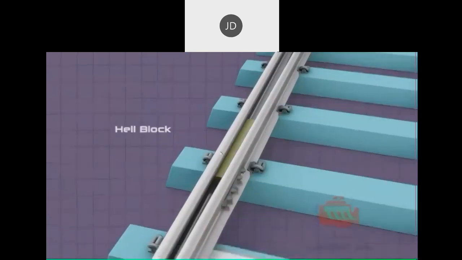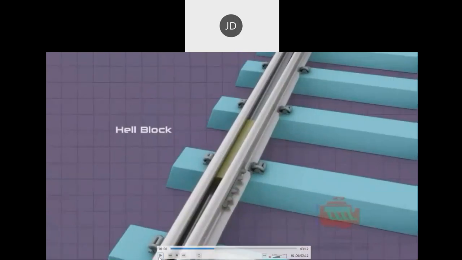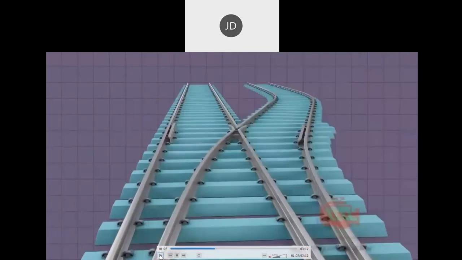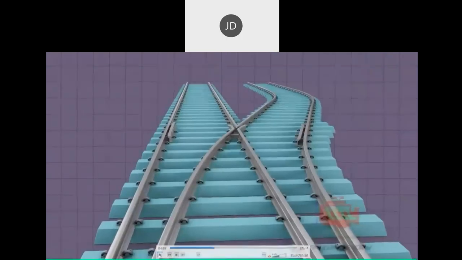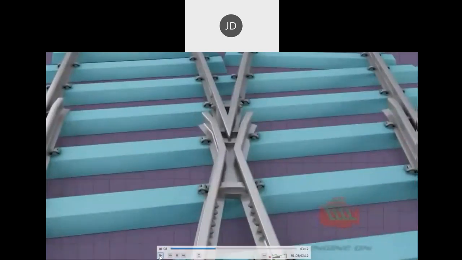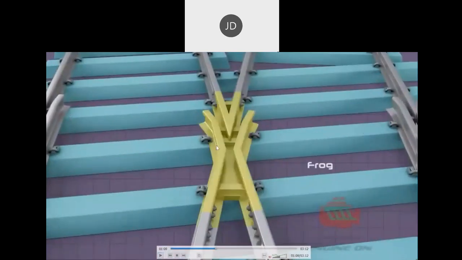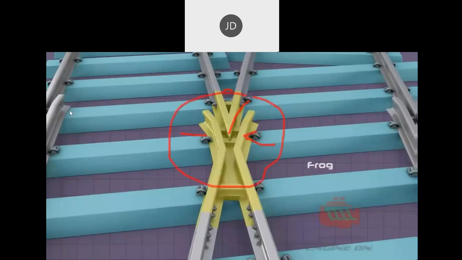This is the heel block. I already told you, it maintains the distance between these two rails, the stock rail and the closer rail. Now this point is basically the crossing, and this part is known as the frog. The frog is a combination of the nose part, the nose angle, and the wing rail. That's all. This is called the frog. It looks like a frog, no? That's why it's called a frog.